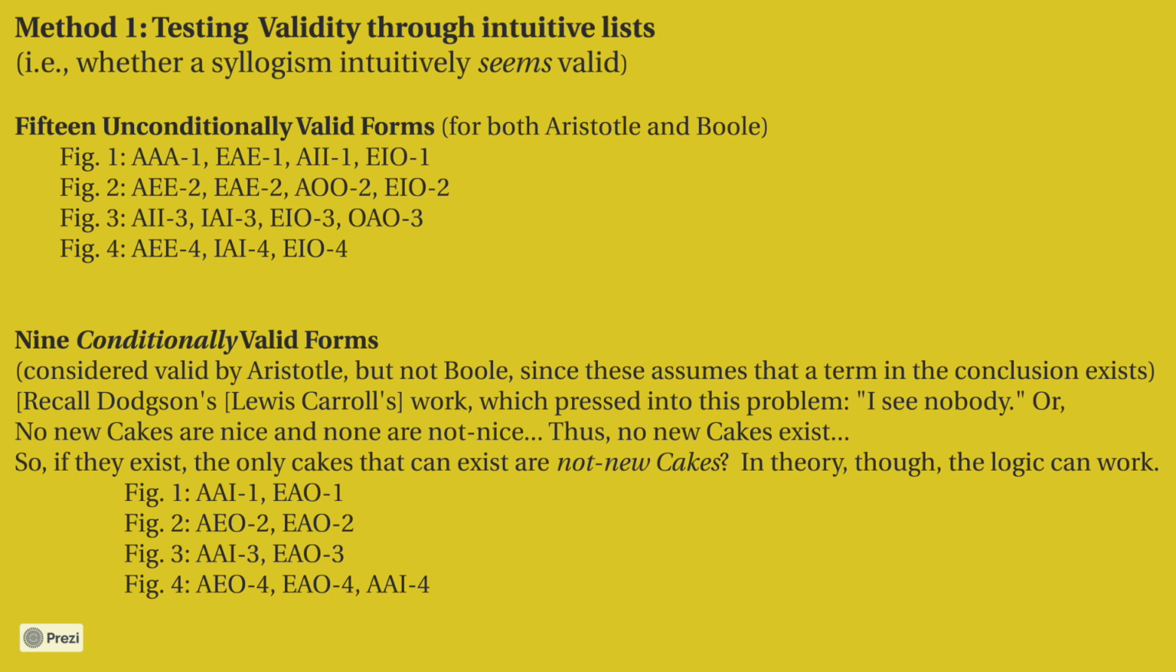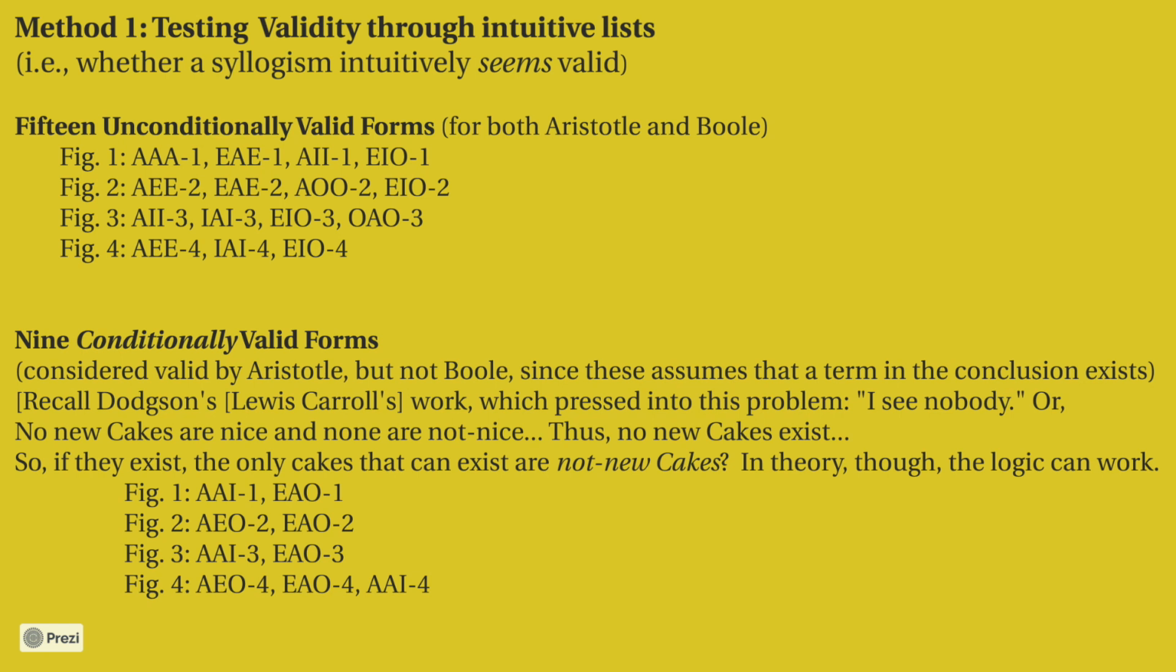Anytime we have a first figure arrangement with the mood AAA, EAE, AII, or EIO, we can know that the argument is valid. Anytime we have a figure two arrangement of AEE, EAE, AOO, or EIO, the argument will be valid. In a figure three arrangement, an unconditionally valid form will carry the mood of AII, IAI, EIO, or OAO. And with figure four, we only get 3, AEE, IAI, or EIO. Aristotle and Boole agree that these forms will always give you a valid argument.